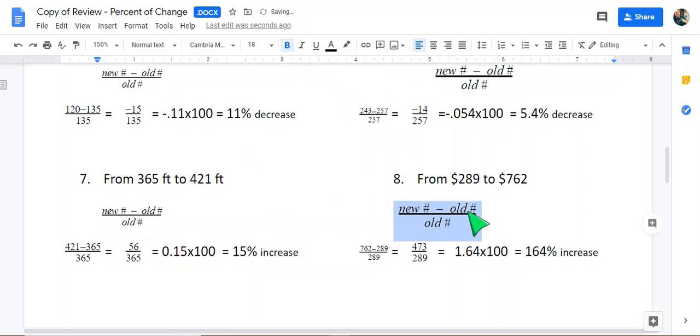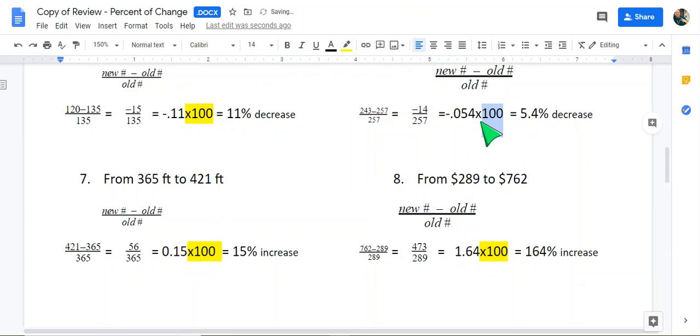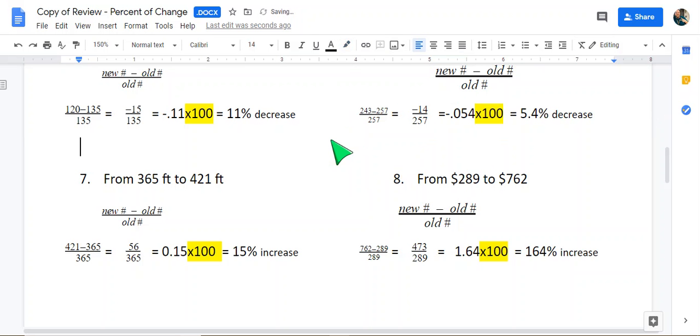So the key thing here is to remember this formula. Just remember, new number minus old number divided by old number, and then the last thing you need to do is make sure you multiply it by 100 so you can change the decimal you get to a percent, because the question's asking you what percent did it increase, what percent did it decrease, all right?